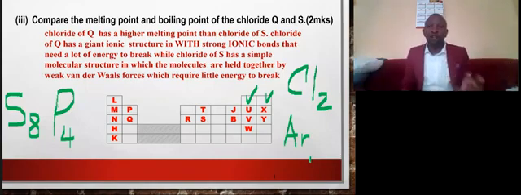So here we invoke the concept of atomicity. How many atoms per molecule? The more the atoms per molecule, the larger the molecule, and therefore the more the van der Waals forces. So if you are asked to compare the melting point of chlorine and argon, you say chlorine has a higher boiling point than argon because chlorine is diatomic while argon is monatomic. Therefore, chlorine has more van der Waals forces than argon. I think that concept is very clear.